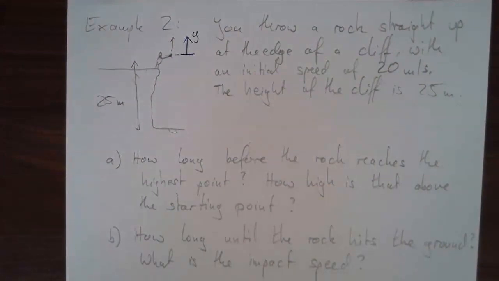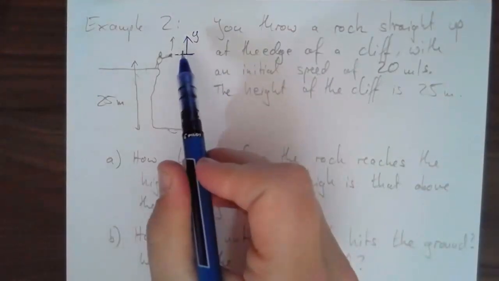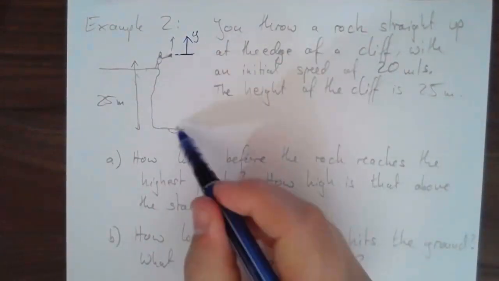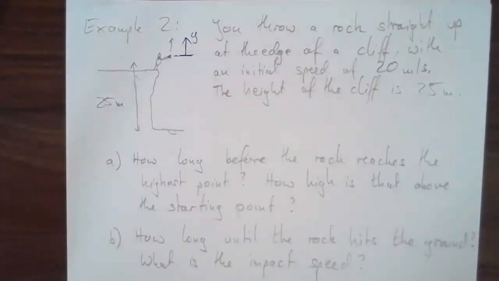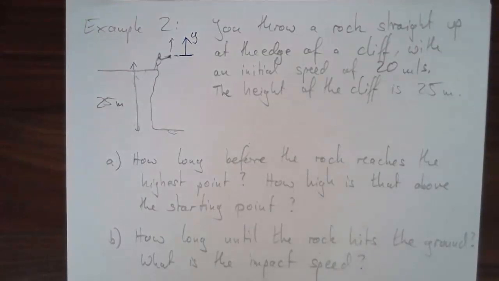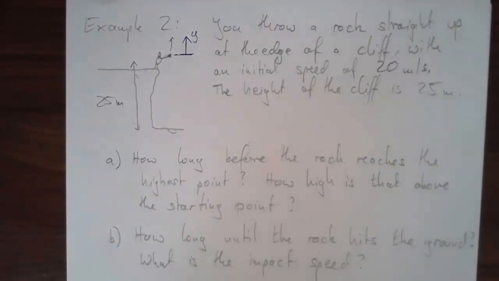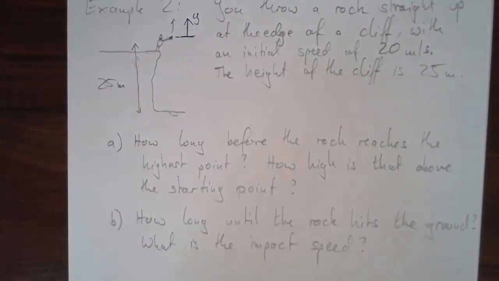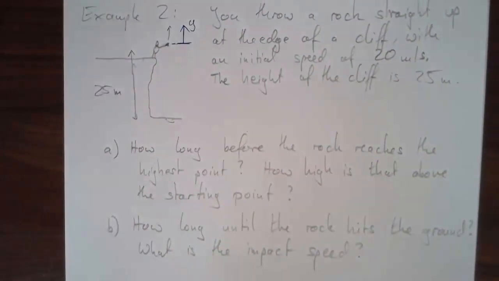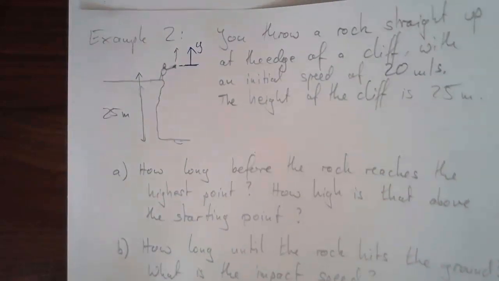You can always choose your coordinate system. There are sensible choices, there are not so sensible choices. There are different sensible choices here. This is one of them, right? Picking y to point down or picking the origin down here. All good. It'll just change what values your different parameters are going to take. Okay, so let's solve this. So the first thing we want to know is how long before the rock reaches the top.